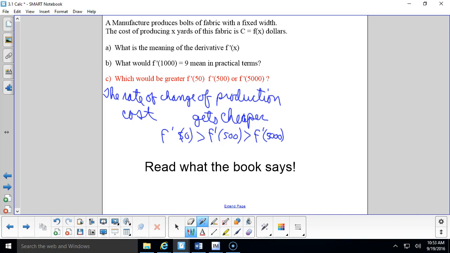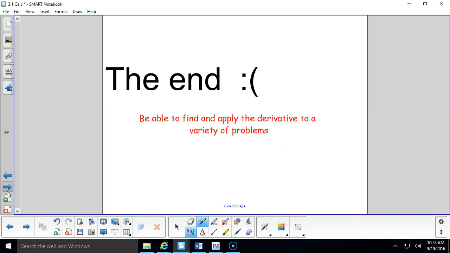Now the cost per item would maybe be cheaper, but the total cost of producing more is going to keep going up and up, even though the rate at which it's going up might be getting less and less. For example, the rate of change at 5,000 might only be 6, rather than 9 at 1,000. So that means the cost is still going up, but it's going up more slowly. That's the idea of what's going on here.